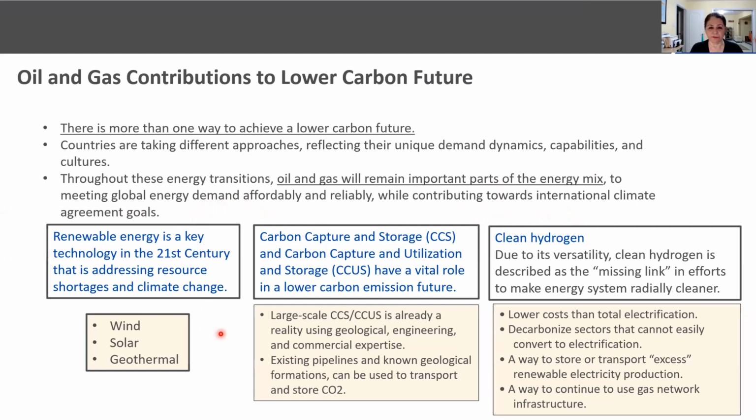So if you look at all the literature on net zero and lower carbon future, you will see that renewable energy is a key technology for the 21st century to be able to respond to the shortages in resources and also climate change. And on top of this list of renewables, you will see wind, solar, and geothermal. Also, carbon capture and storage, CCS, and carbon capture and utilization and storage, CCUS, have a very critical role in a lower carbon emission future.